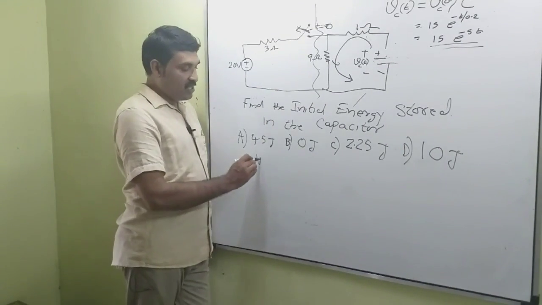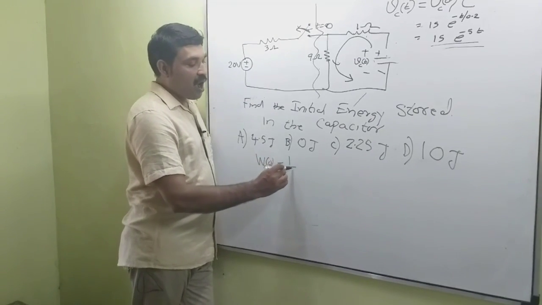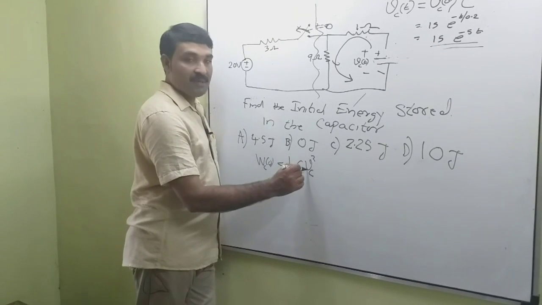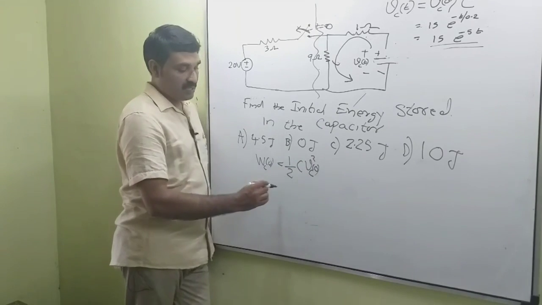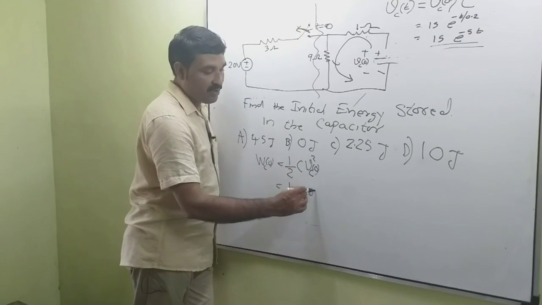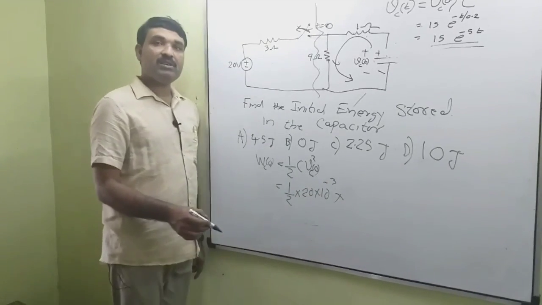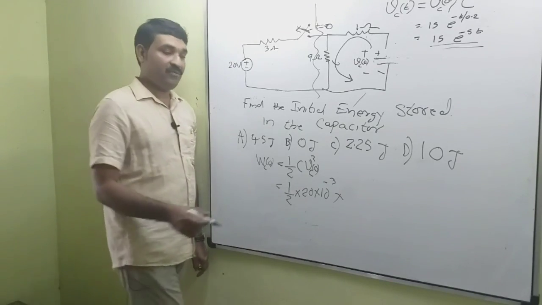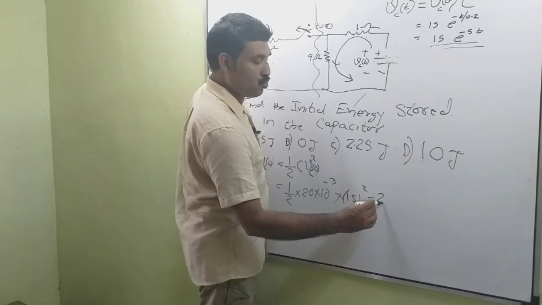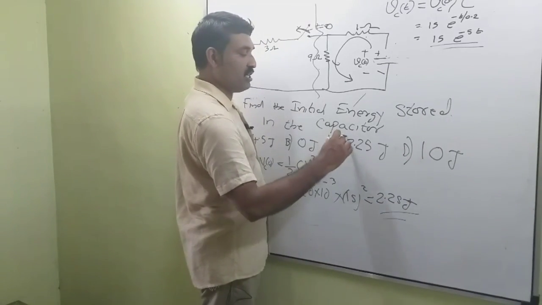And we know that initial energy stored in the capacitor is equal to half C Vc square. Vc means the initial voltage across the capacitor. That is equal to half into capacitance value is 20 millifarad, that is 20 into 10 raised to minus 3, into initial voltage across the capacitor is 15 volt, that is 15 square, that is equal to 2.25 joule. So the solution is C.